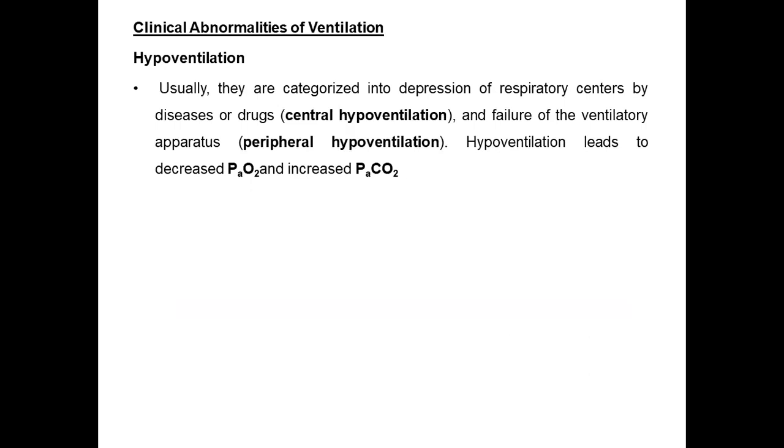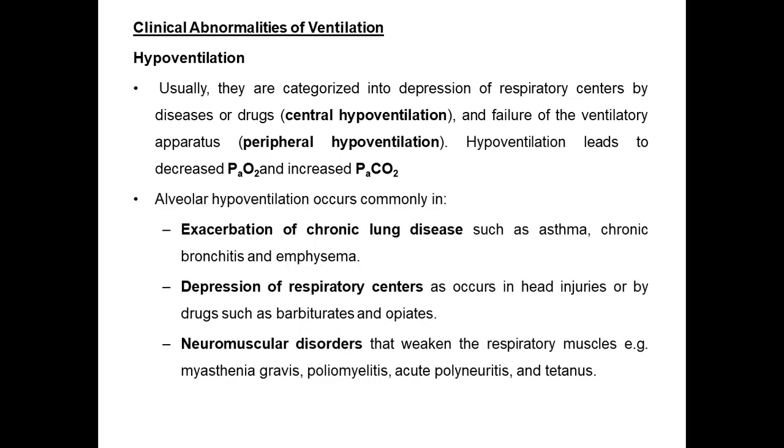Now there are some clinical abnormalities of ventilation. We can have hypoventilation, which is seen in depression of respiratory centers by diseases or drugs. Generally, depression of the centers present in the CNS, and drugs acting on the CNS respiratory center, if ventilation is decreased, then it is known as central hypoventilation. Or if there is a ventilatory apparatus failure, then it is known as peripheral hypoventilation. This will lead to a decrease in the partial pressure of oxygen and an increase in the partial pressure of carbon dioxide.